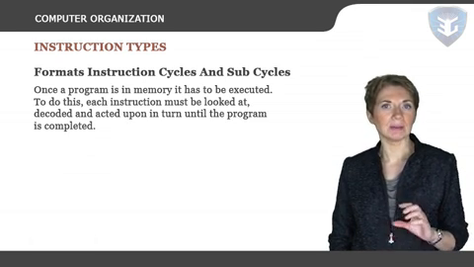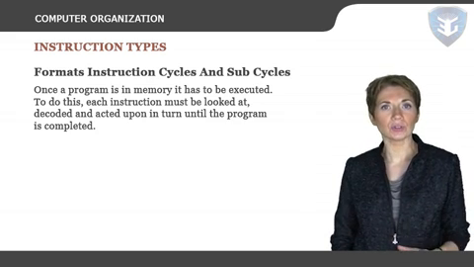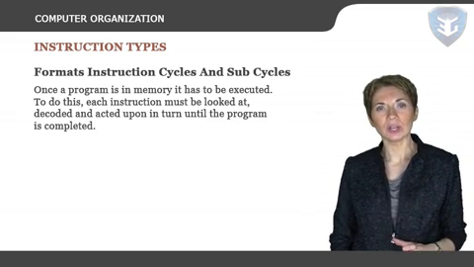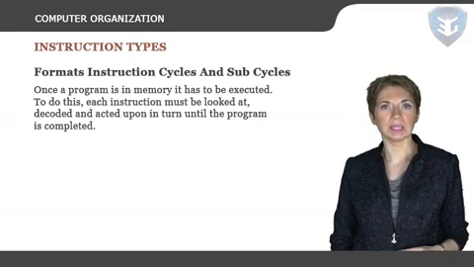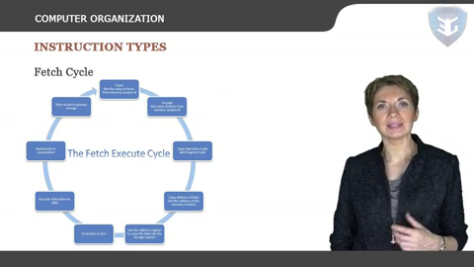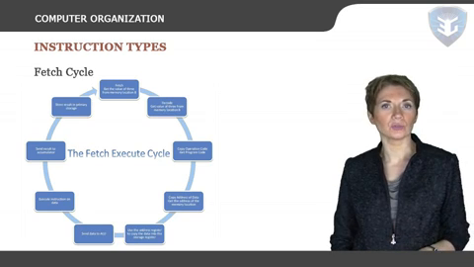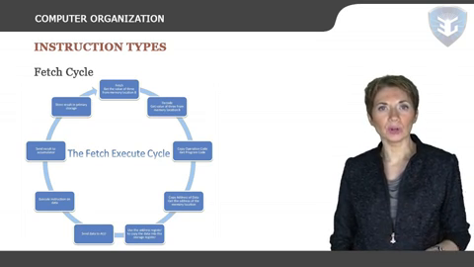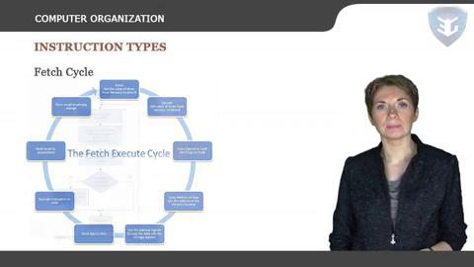Once a program is in memory, it has to be executed. To do this, each instruction must be looked at, decoded, and acted upon in turn until the program is completed. Fetch cycle. The fetch cycle takes the address required from memory, stores it in the instruction register, and moves the program counter on 1 so that it points to the next instruction.